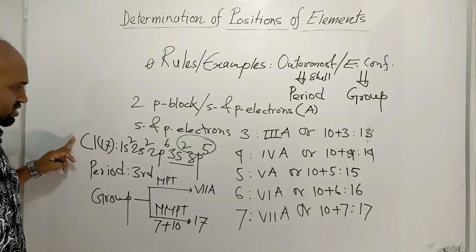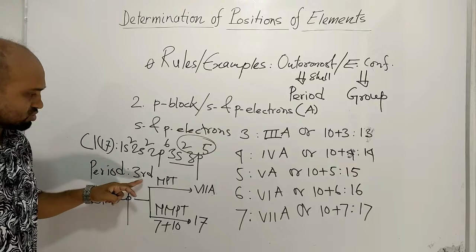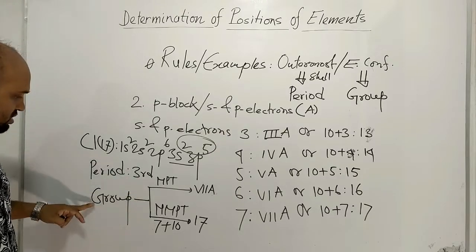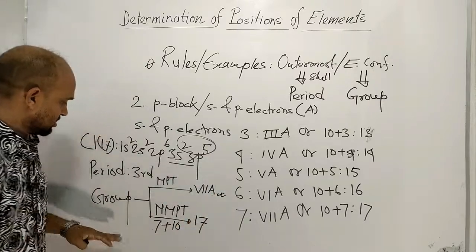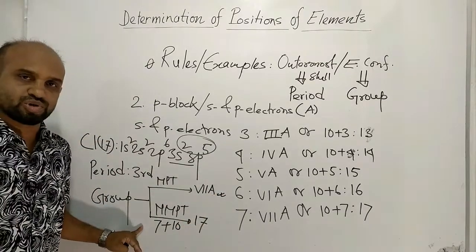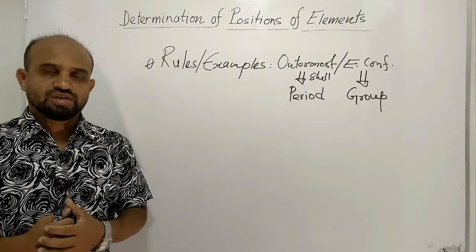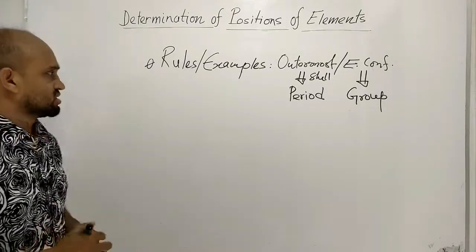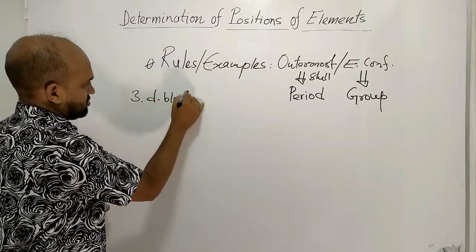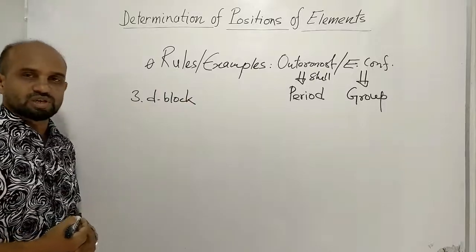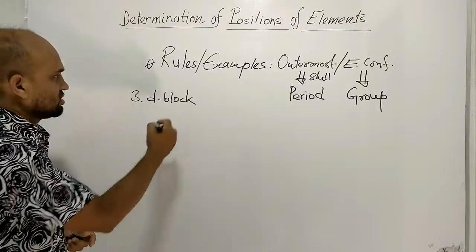Now the position of chlorine in the periodic table: it belongs to the third period, and its group is 7A in the modern periodic table, and in the most modern periodic table, this is 17. Rule 3 is for D block elements. D block elements are those elements in which the last electron enters the d orbital.